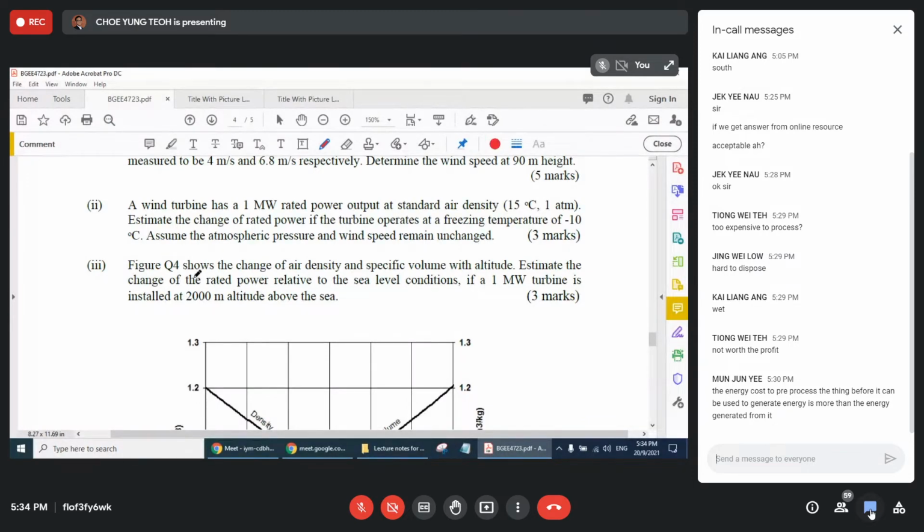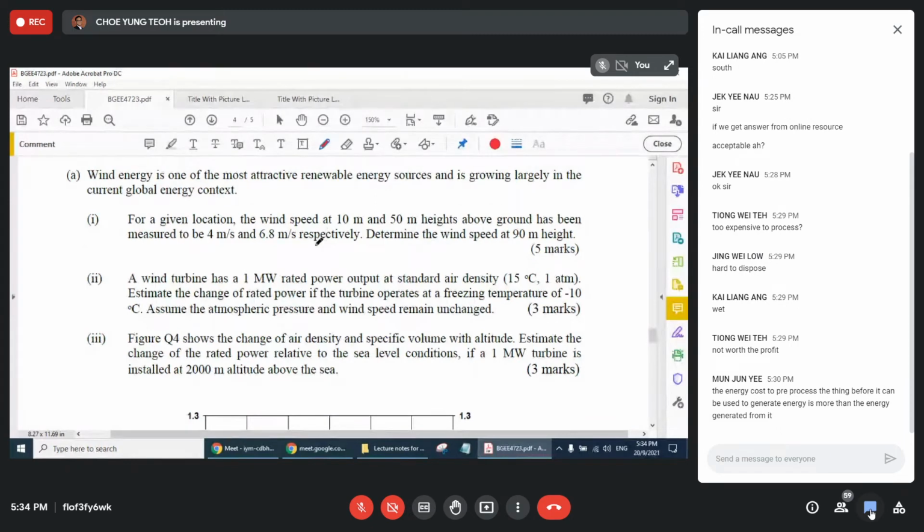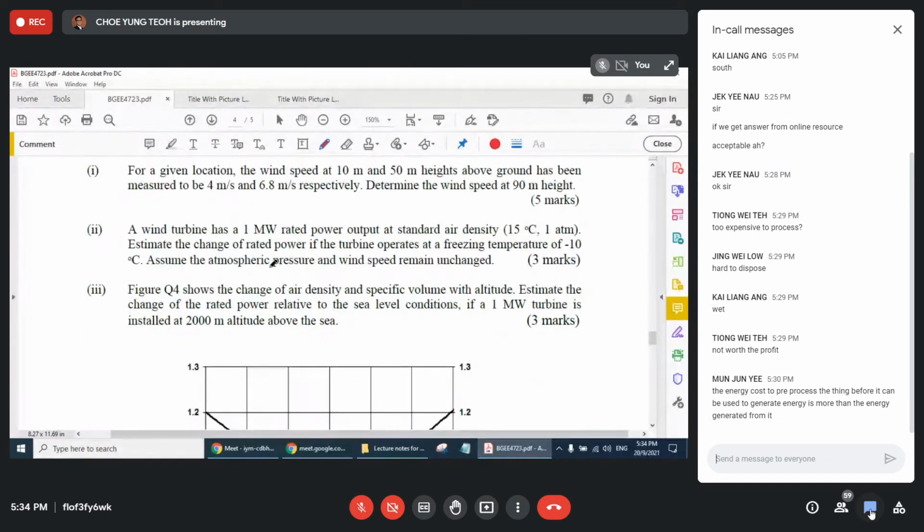So first is about the different height. Different height gives different wind speed. And then next we have the different temperature. Temperature will affect the density of the air. As we know, wind energy comes from the kinetic energy, which is 1/2 mv squared. So if you change the density, you are able to change the total energy in the wind. The lower the temperature, the more impactful the wind. So just use the equation to calculate this.